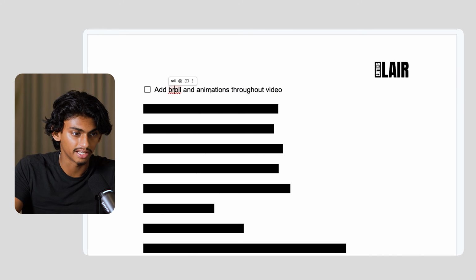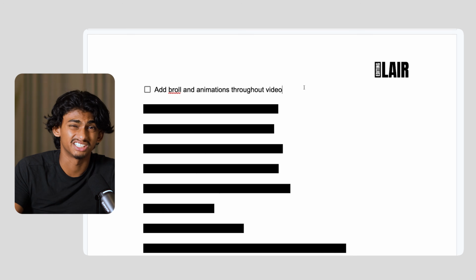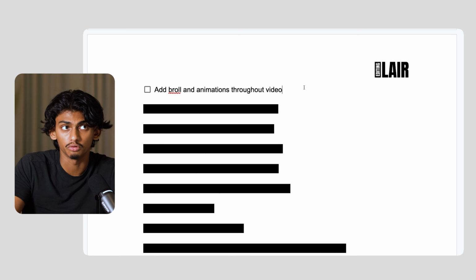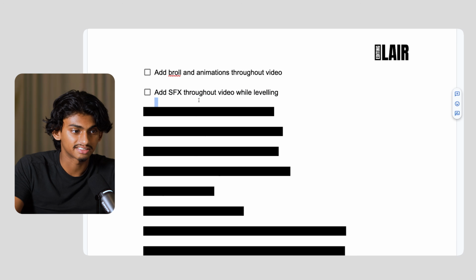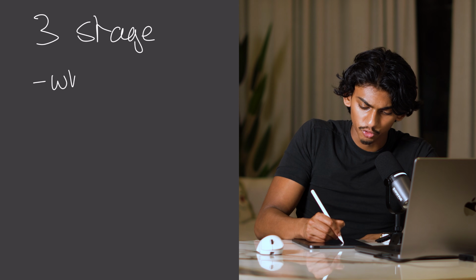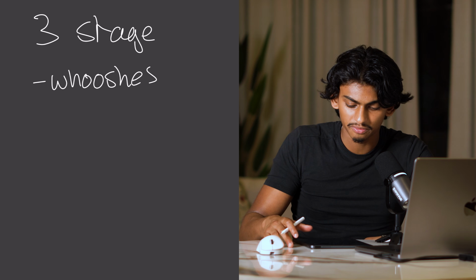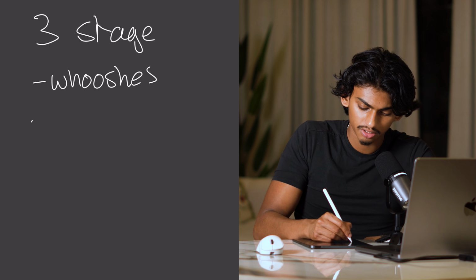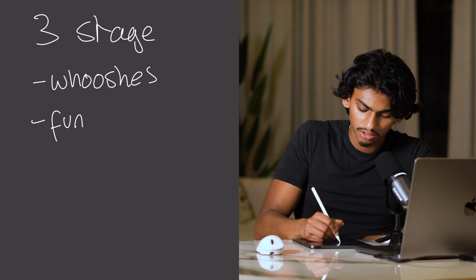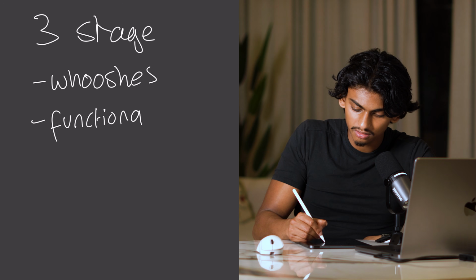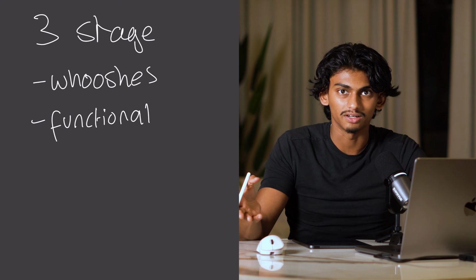Next, adding B-roll animations throughout the video. This is probably where the majority of your time is going to go. If you're doing more animation heavy videos, that's completely fine. Add sound effects throughout the video while leveling them. So sound effects, I'm typically going to be doing them in 3 stages. You've got whooshes, where on every single movement, I'll do a whoosh. I'm not going to go too deep in this, but I will in the leveling section. You want to have functional, which just means if this was happening in real life, what sound would it make?